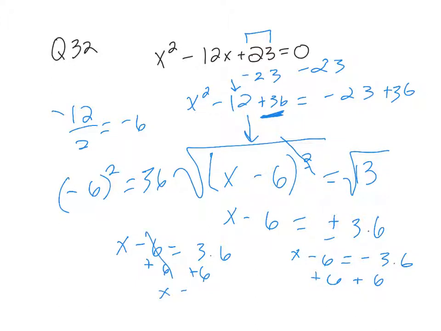X equals 9.6, and then over here x is going to equal 6 minus 3.6, which will give you 2.4. So I'm going to have my two answers. X equals 9.6. Separate your answers with a comma, and 2.4.